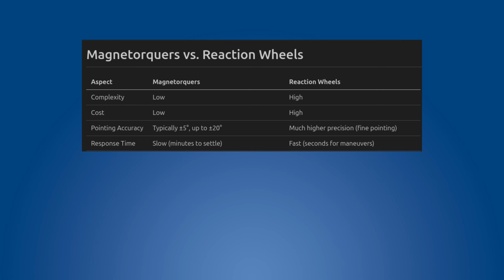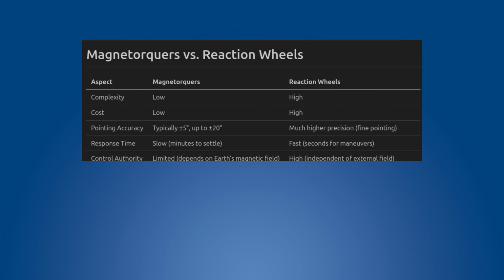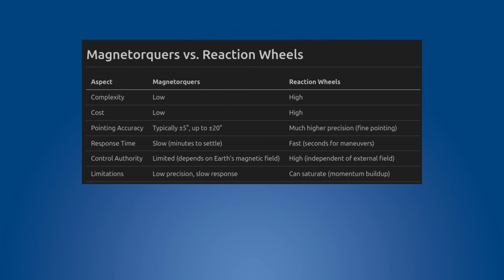The best pointing accuracy you typically see with Magnetorquers is ±5 degrees, but it could be up to ±20. And it takes on the orders of minutes to settle into a new orientation. This is of course an oversimplification because it depends on a lot of things, like the hardware we're using and the orbit we're in. But the point I'm trying to make is that reaction wheels are much more precise and the maneuvers take on the order of seconds.